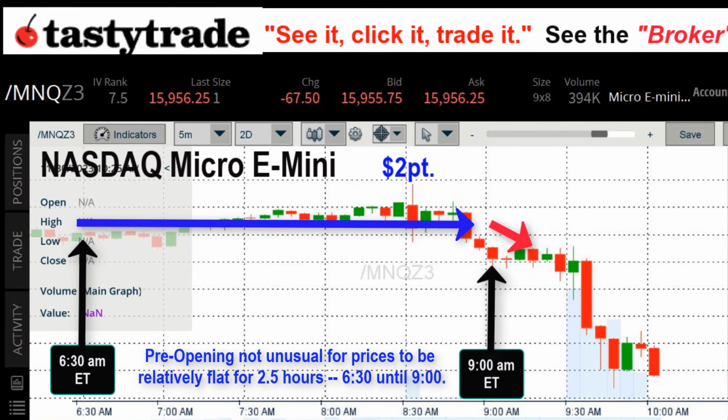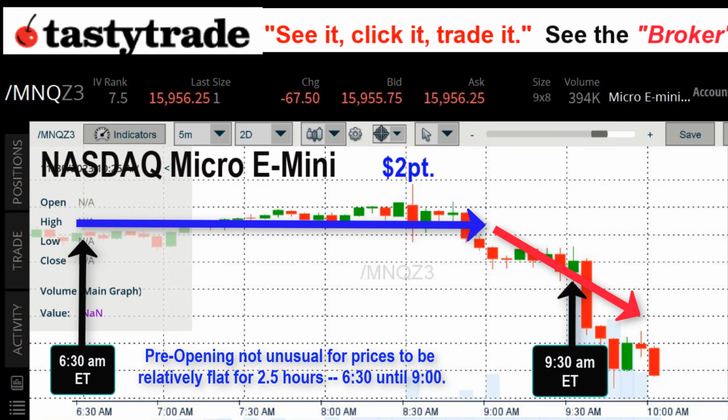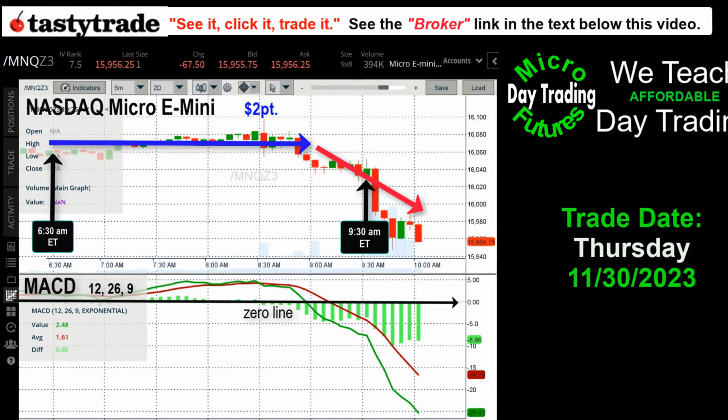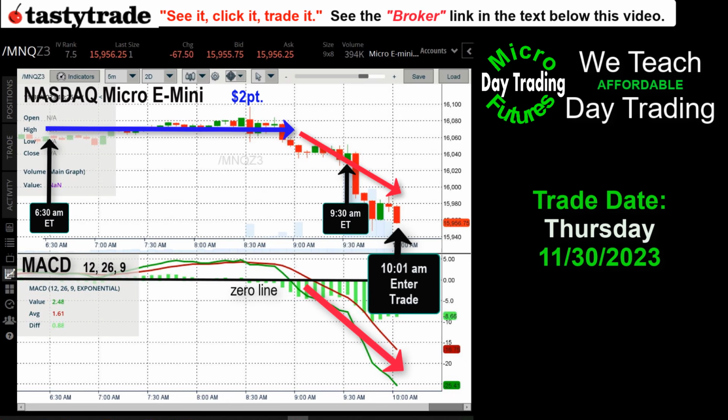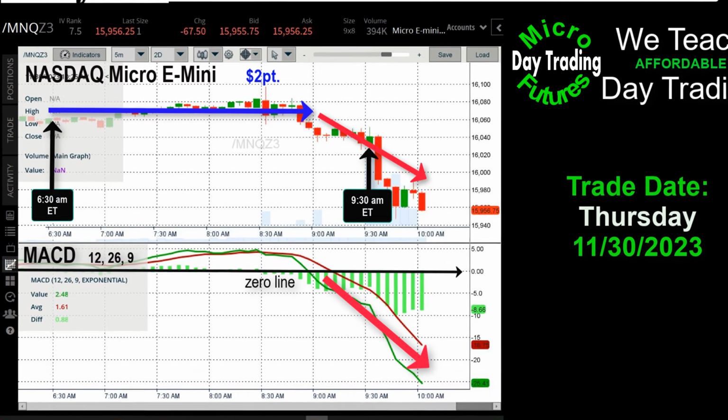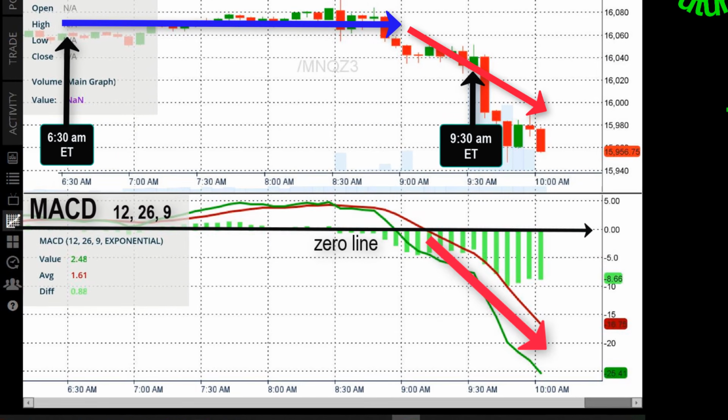The market's flat for 2.5 hours between 6:30 and 9. And you see the red arrow on the right, that's 9 o'clock, and it goes right through the opening at 9:30, and the trend is still very much down. Now direct your attention to the bottom of the screen, the trade signal indicator, the MACD. See the red arrow that goes down below the zero line and the green line below the red line.